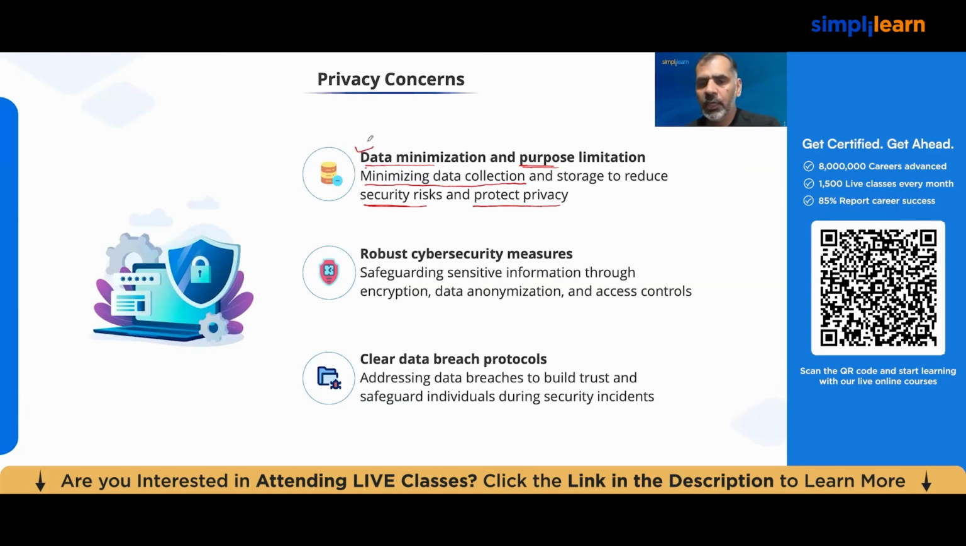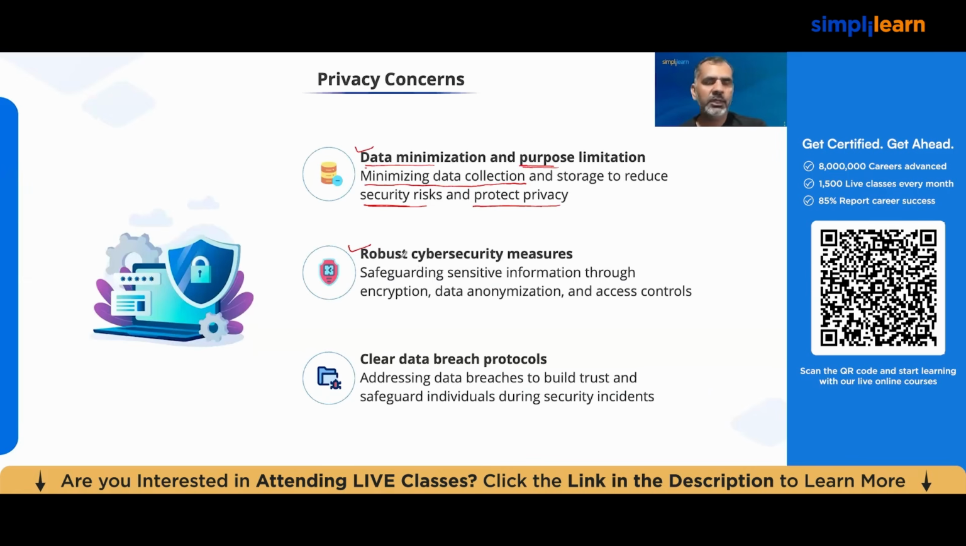Means you only need to collect the piece of information which is required for your application. You should not collect more information about the user, and that's what we call data minimization and purpose limitation. The second is to ensure the security in your system, you have to install some robust cybersecurity measures. So only the authorized user will get the access of the data, and no unauthorized user can access the control.